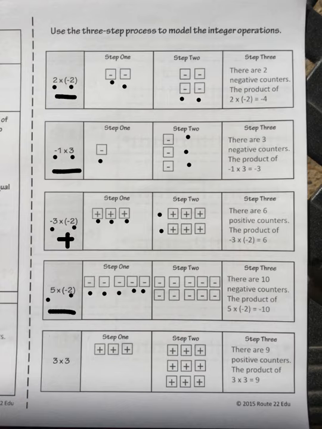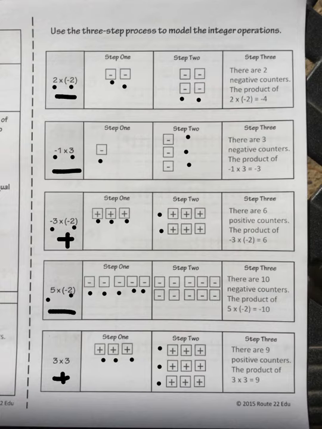The product of 5 times negative 2 is negative 10. Okay, 3 times 3. Those are positives. I'm multiplying a positive times a positive, so I am going to get a positive. No negatives here. So I've got my 3 to start with, and notice I have to have 3 groups of those. I have 1, 2, 3 groups of those. There are 9 positive counters, so the product of 3 times 3 equals 9.